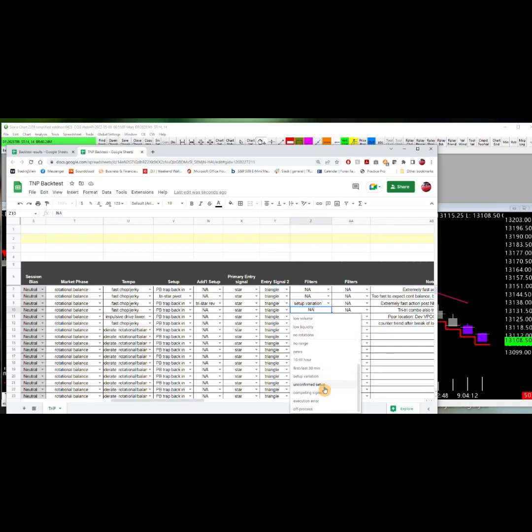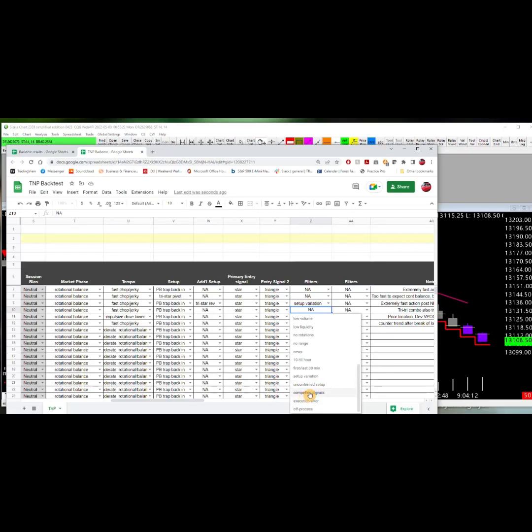An unconfirmed setup is another filter. I have a lot of times where I see something developing, but it's not quite a setup. I get a signal, but it's not actually the signal I needed, and I'll enter, which is an execution error. And I want to know what that's costing me, basically. So I've got that there for that reason.